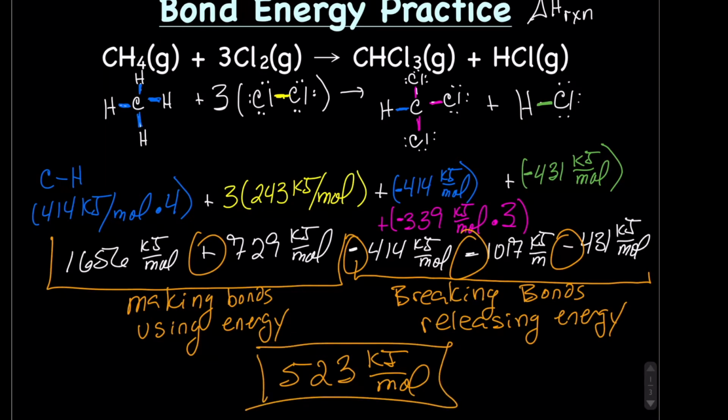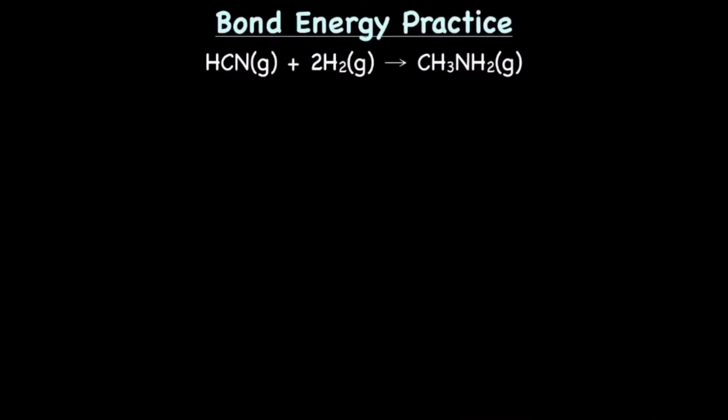So we have a total change in energy of positive 523 kilojoules per mole. So if the total change in energy is positive, that makes this reaction endothermic. It gains more energy on the reactant side than loses on the product side. All right, next we have HCN plus 2H2 produces CH3NH2.